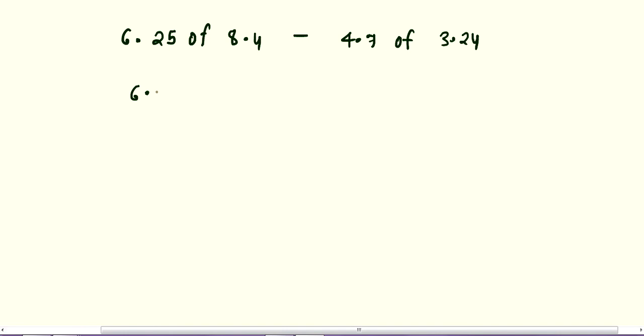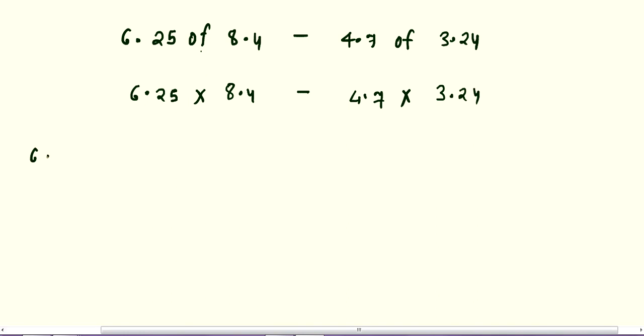Third one, 6.25 of 8.4 minus 4.7 of 3.24. So first we will write this 6.25. Of stands for multiplication, then 8.4 minus 4.7 of stands for multiplication, 3.24.